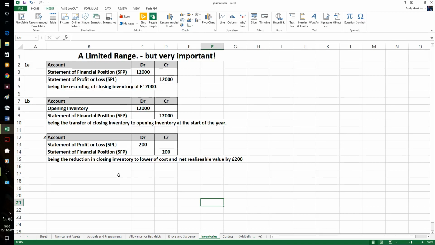And then if at the end of the year we've got some inventory that isn't worth as much money as it should have been, we will need to reduce the amount in the statement of financial position by 200, so credit the debit, knocking it down to the 11,800 if this was the same question, and debit the statement of profit or loss.